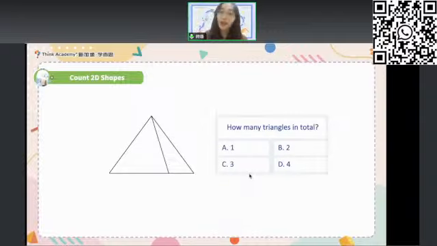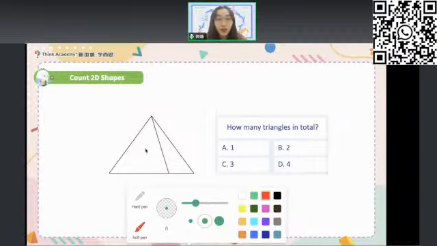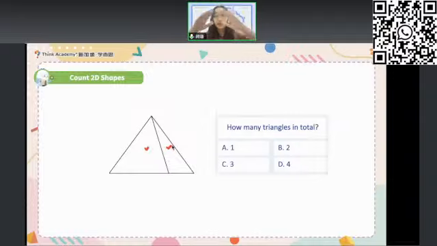For the first one, how many triangles are there in total? Quickly, everyone, please type your answer in the chat box, A, B, C, or D. How many triangles can you find here? Okay, I think this is quite a basic one, right? Do remember that when it comes to figure counting, you have to consider different shapes and different sizes. For the smaller triangles, we have 1, 2. And if you combine them, you will get a bigger one. That is 3. Okay, next one.